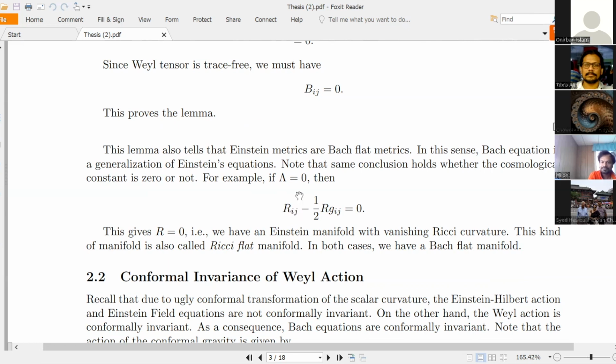Anyway, if lambda equals zero, then things become nicer. You can prove the scalar curvature R is identically zero, and then your Einstein field equation is nicer. In that case, since R is zero, your Ricci tensor is identically zero. A little bit of terminology: whenever the Ricci tensor is identically zero, the corresponding metric, the solution of Ricci equals zero, is called a Ricci flat metric. And we say our manifold is Ricci flat. What I'm saying is, if your manifold is Ricci flat, it is automatically Bach flat. If your manifold is Einstein, it's automatically Bach flat. By Bach flat, I mean vanishing Bach tensor, identically zero. So this is exactly what I mean whenever I say the Bach equation generalizes the Einstein field equation.